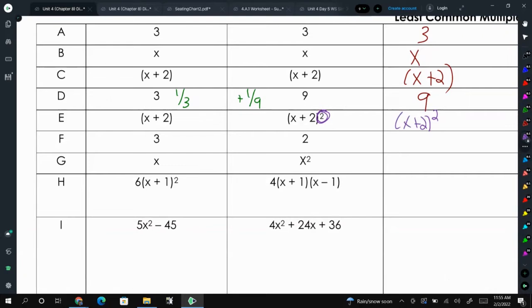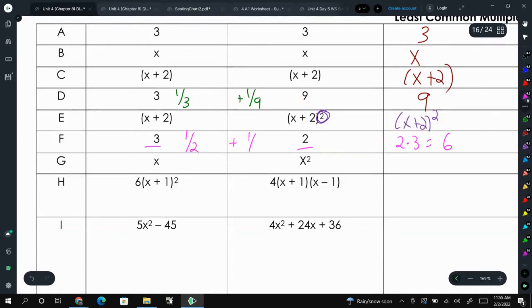Letter F, between 3 and 2, remember I also said that one of the ways you could find the least common denominator is multiply them. We get 6. Or again, you can say, okay, if I have 1 over 2 plus 1 over 3, what would that be? Like, what would the least common denominator be?